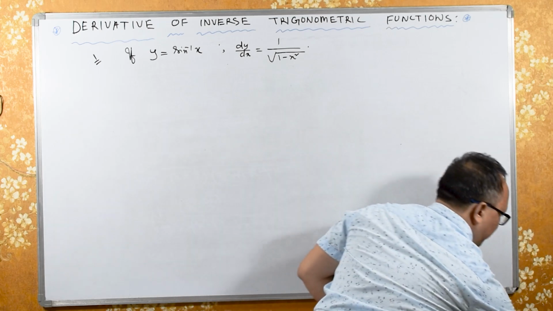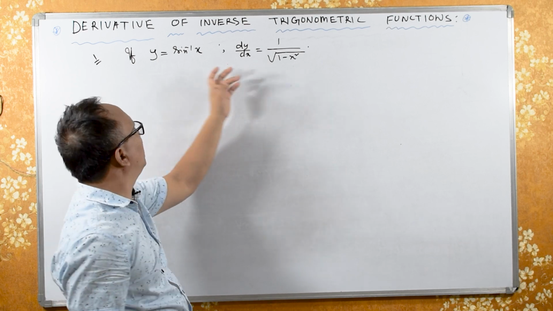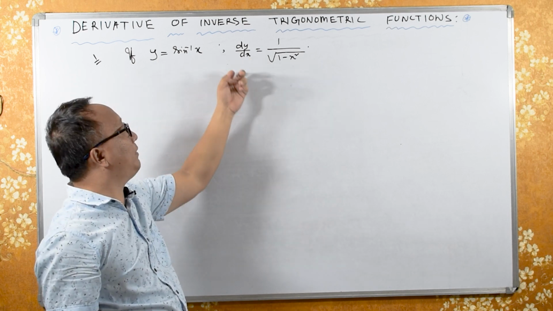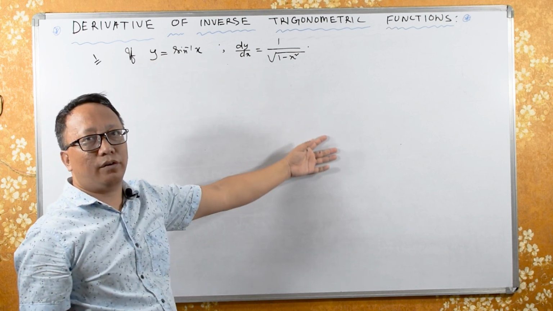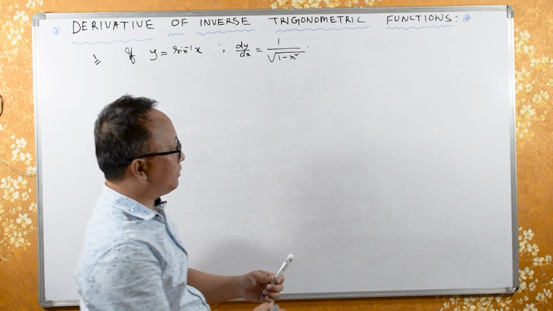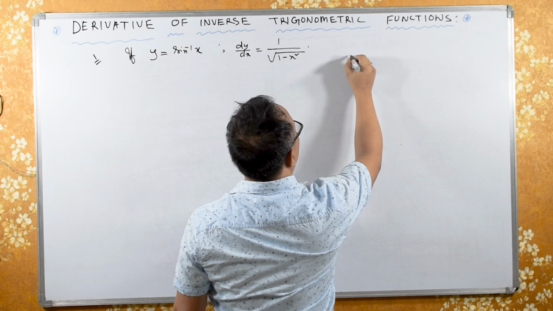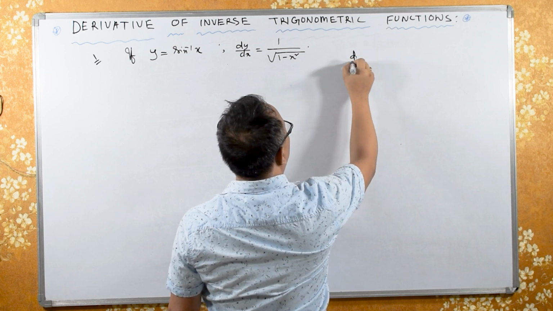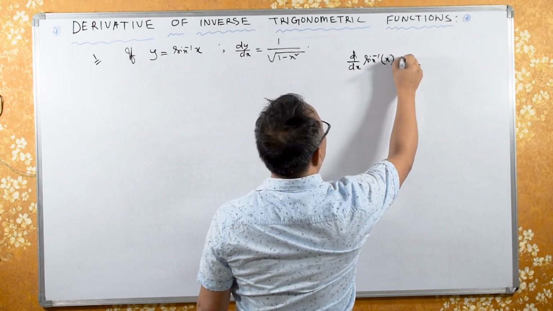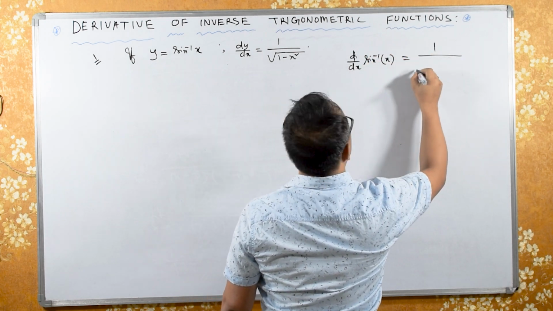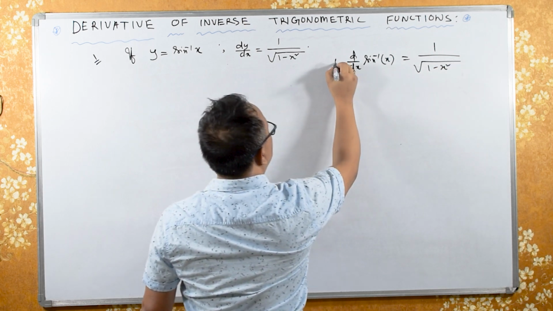Now first I will prove how this comes. How, if y equals sine inverse x, how come dy by dx is this. If you know sine inverse, then you can find all the inverse trigonometric derivatives. So first of all I will write down those formulas. d by dx of sine inverse x is 1 upon square root of 1 minus x square. You can say that is 1.